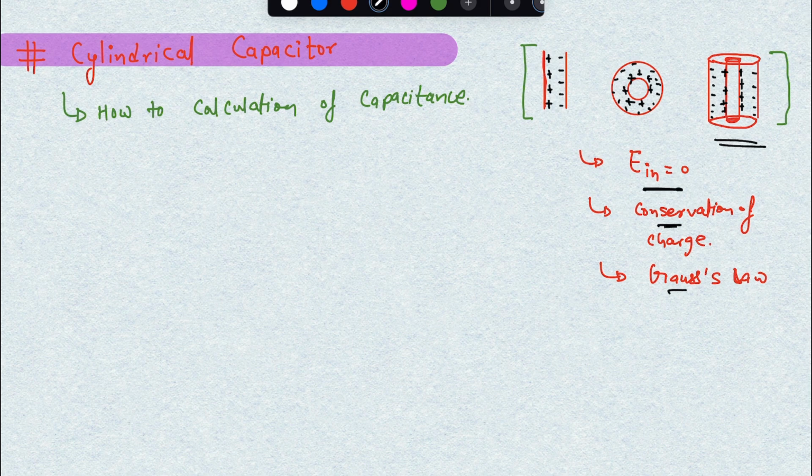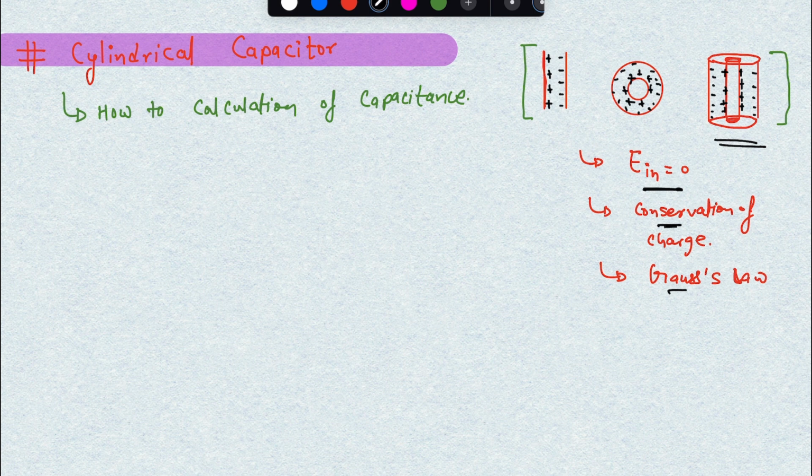So in that case, if you want to find out the capacitance, there is a method which is similar to this. The method we are going to discuss is kind of fundamental, and it will help you calculate the capacitance anywhere else as well. Okay, so let us go with it.